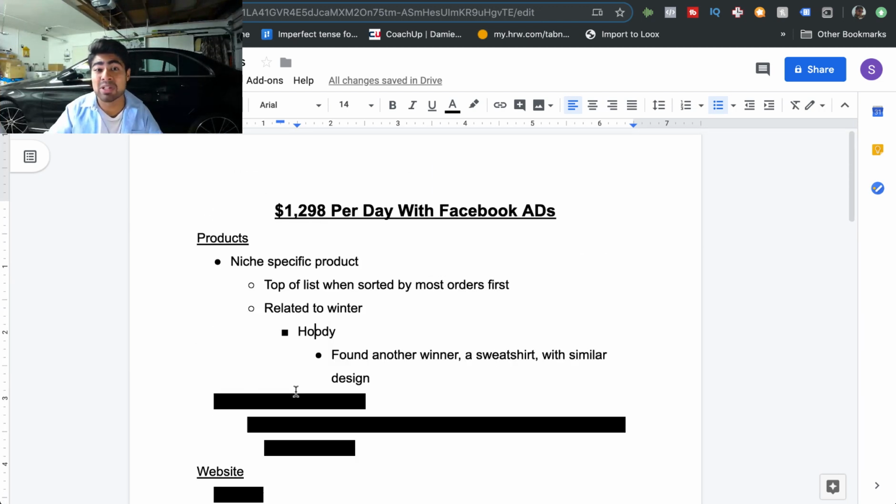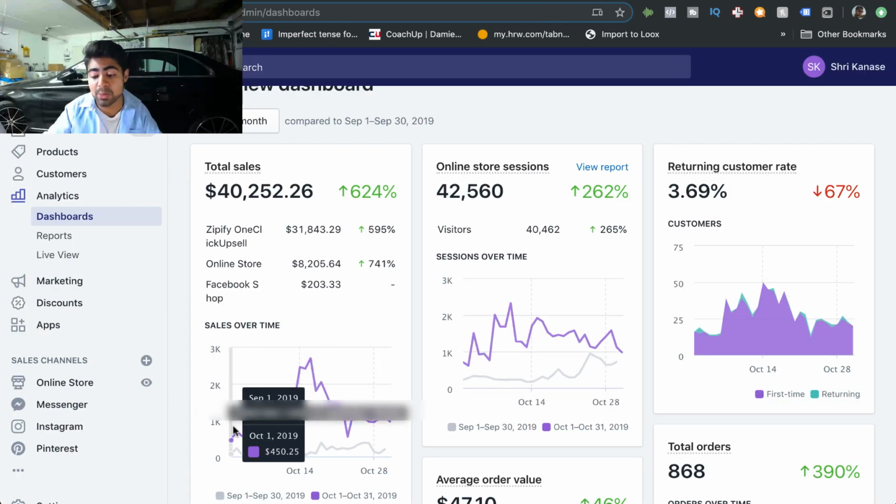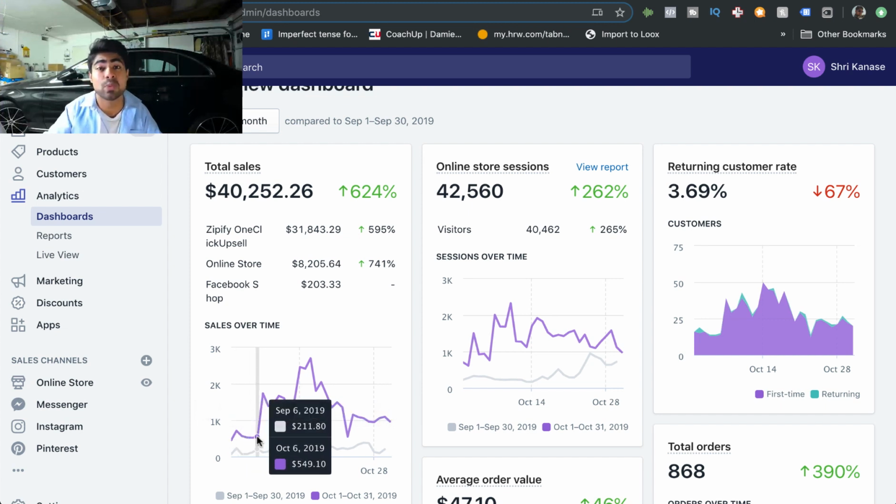But basically that's how I started with the specific testing phase for this product during the beginning of the month. If we go back to the sales dashboard, this is when I was actually testing the product. As you can see, I was doing about $500, $700 days. And then after about 5 days of testing, I realized that this was a winning product. So I began to aggressively scale.